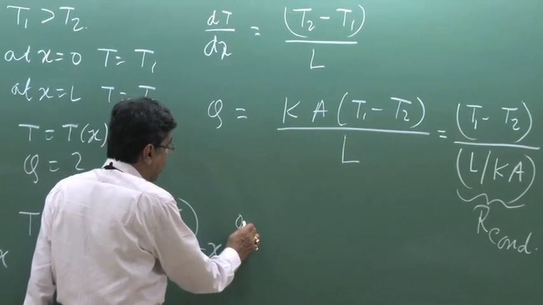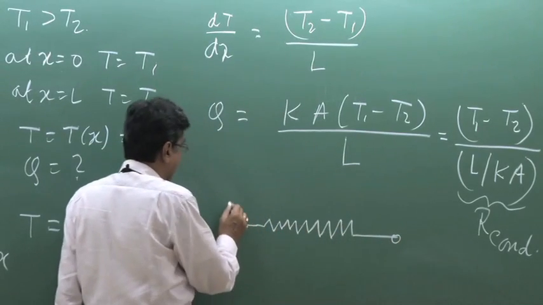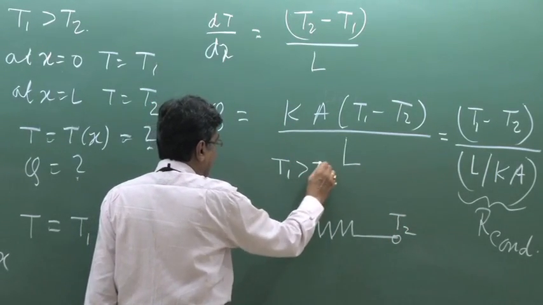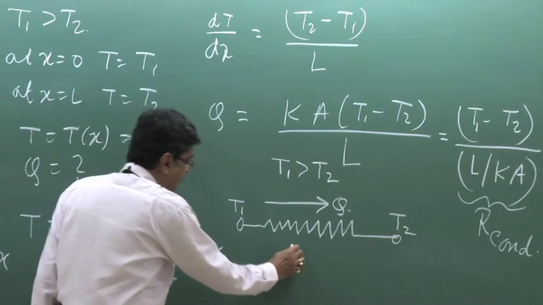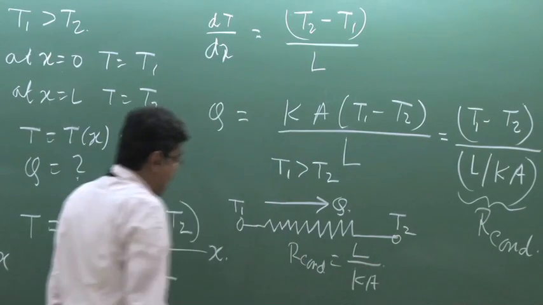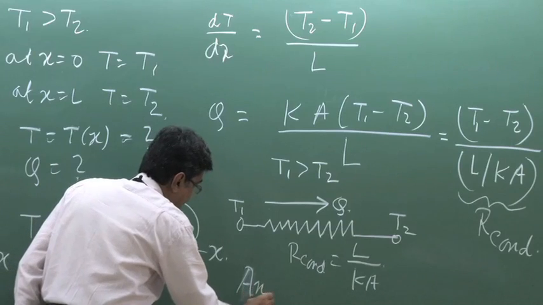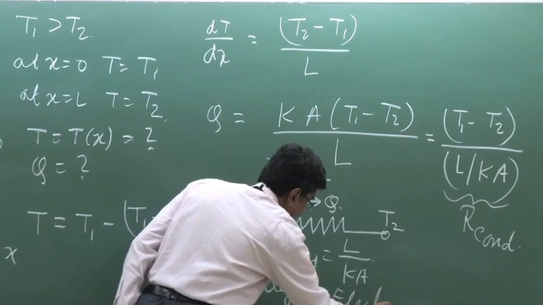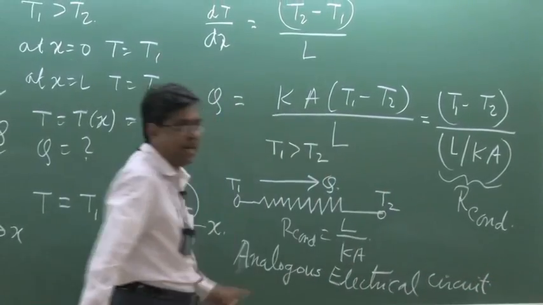R conduction, and this can be expressed, shown as an electrical analogous circuit like this. This potential is T1, this potential is T2, and T1 is greater than T2, so therefore a heat flux is flowing like this, and this R conduction is equal to L by KA, and it is an analogous electrical circuit. And it is very simple and similar, identical to the Ohm's law.